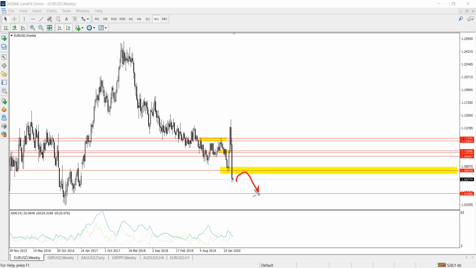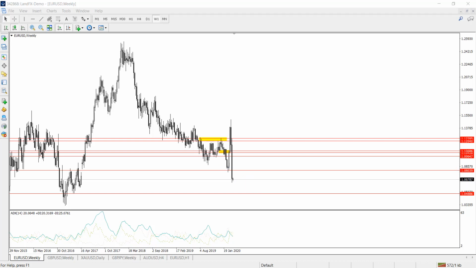But we should keep in mind the second scenario, which is if the pair goes above the level of 1.0800, traded above it, closes above it, this means that it might continue going upwards to reach 1.0950. This is the opposite scenario.